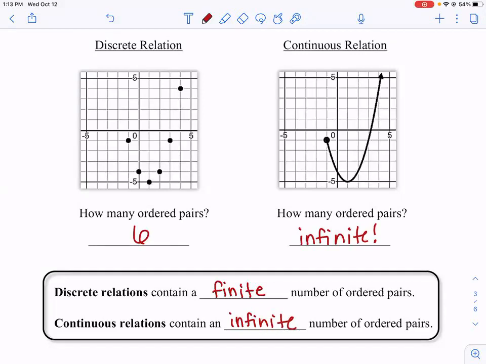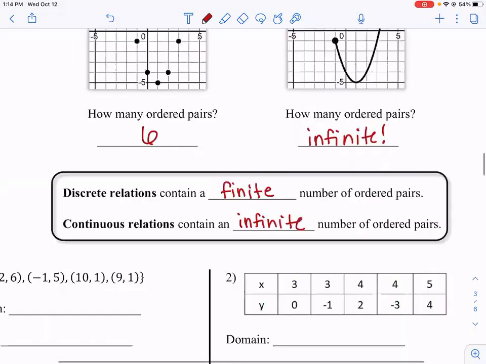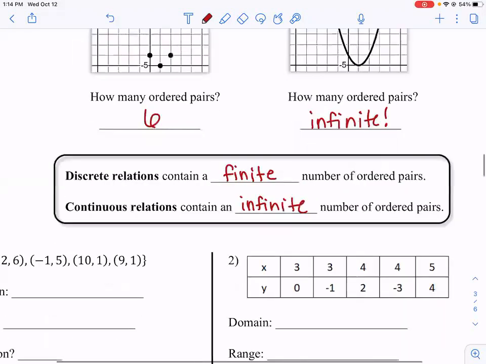Okay, I get what you're saying, but the dots aren't connected, so we consider it discrete. Why is it infinite and not infinite? I don't know, because the English language is confusing, Elliot. So confusing, okay?